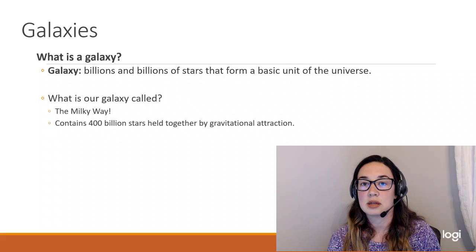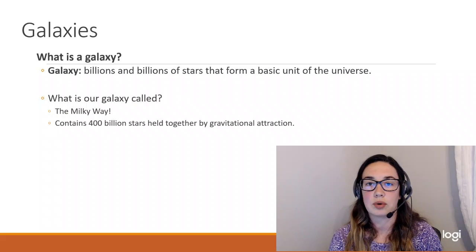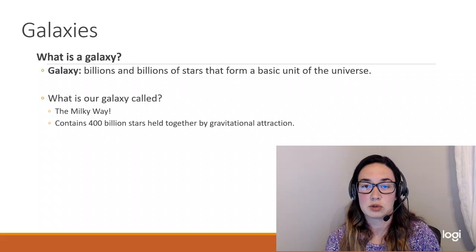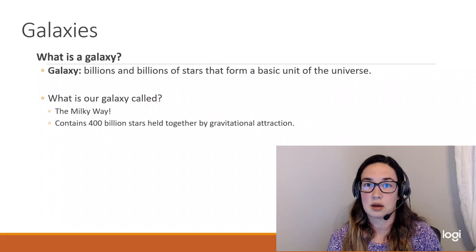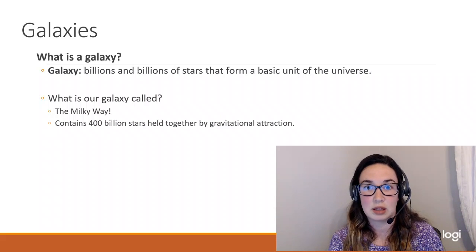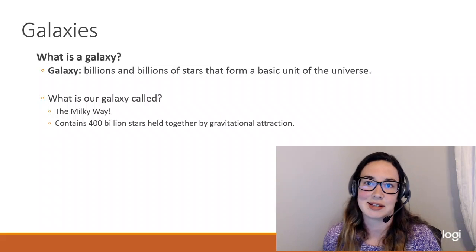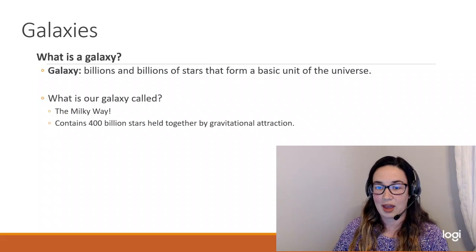All of these stars are held together by gravitational attraction. So our galaxy is more than just our 8 planets, or 9, if you consider Pluto still a planet, which I guess it's not at this point in time, but it's more than just those planets and our sun. It is an accumulation of over 400 billion stars, so it's a pretty large galaxy. But there are other galaxies that exist. It's not just our Milky Way.